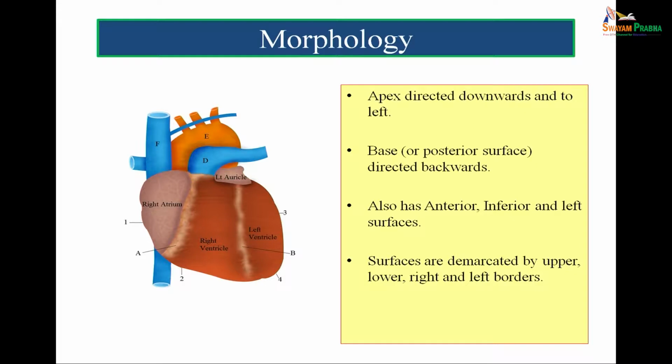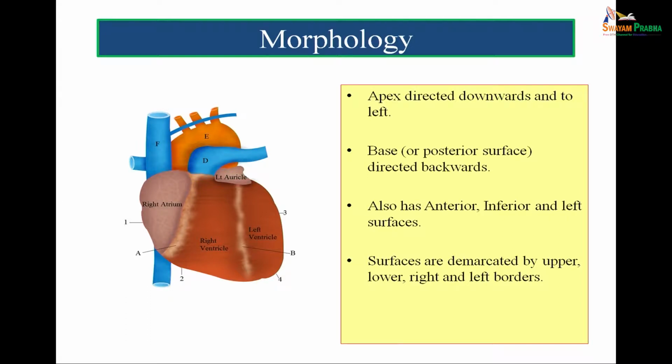Again I reiterate, for the convenience of the viewers, heart has got an apex and base. That means the heart has got an apex, base, anterior surface, inferior surface and left surface, and the heart has got four borders: right border, left border, upper border and lower border. The upper border may be called superior border and the lower border may be called inferior border.